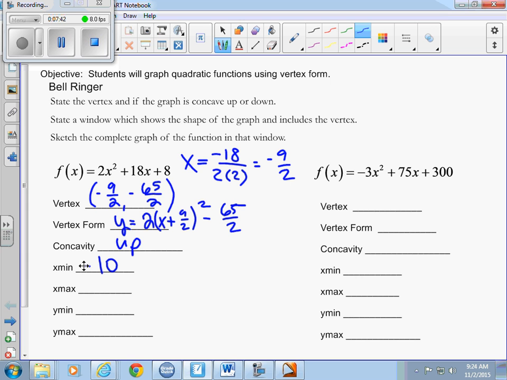When I'm grading this, I'm going to look to make sure that your vertex is in that window. And then I'm going to make sure that if you're concave up, it goes up from there. If you're concave down, it goes down from there. Okay, let's look at the next one.